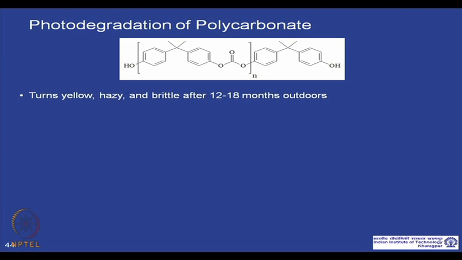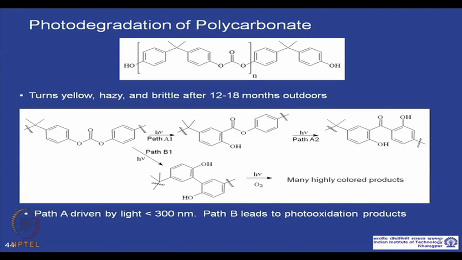Another example: photodegradation of polycarbonate. If you take BPA polycarbonate and keep it outside for 1 to 1.5 hours, it turns yellow, becomes hazy and brittle after that time. And there are two pathways by which BPA polycarbonate, bisphenol A polycarbonate, undergoes photooxidation. These two paths are shown here.